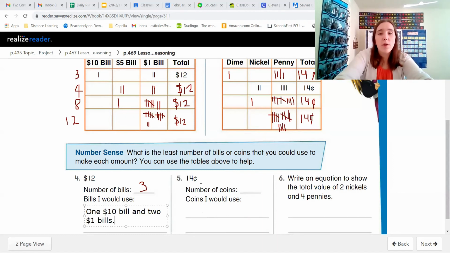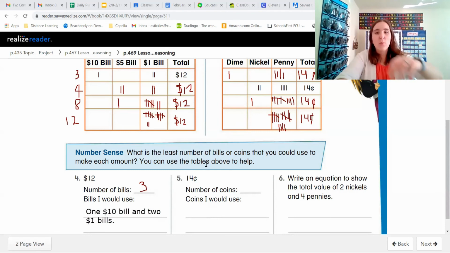Okay. Now I want you to do number 5. You're going to look at the chart and see which way used the fewest, the least bills or coins to make 14 cents. Tell me how many coins you had to use and tell me which coins they were. Come back to me when you're all done.